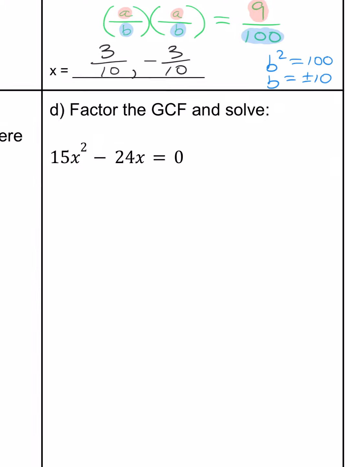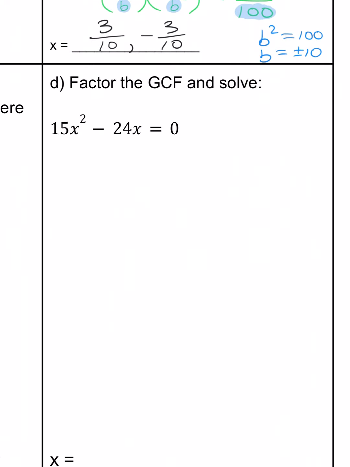Everyone, let's go to this next problem here before we do part C. Let's factor using the GCF and solve. We want to factor out the greatest common factor and solve. Let's look at these numbers here. One way you can organize is like this. We have 15x squared minus 24x.